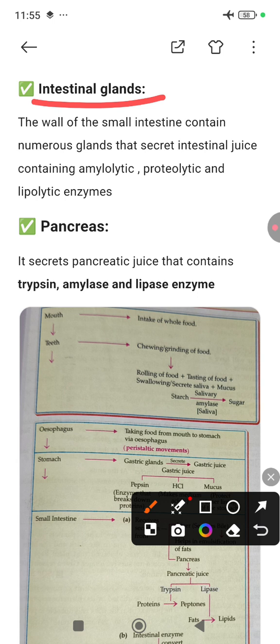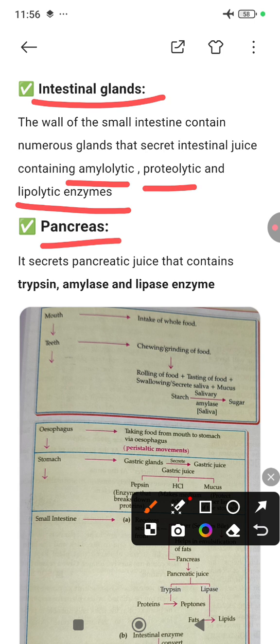The wall of the small intestine contains numerous glands that secrete intestinal juices containing amylolytic, proteolytic, and lipolytic enzymes. Amylolytic enzymes means carbohydrate digestive enzymes, proteolytic means protein digestive enzymes, and lipolytic means lipase, that means fat digestive enzymes. So intestinal juice contains amylolytic, proteolytic, and lipolytic enzymes. Clear?